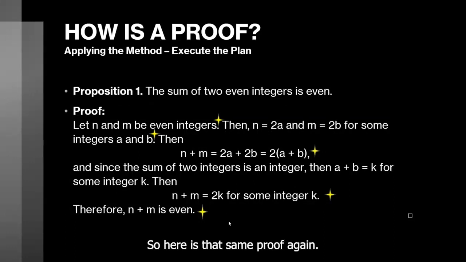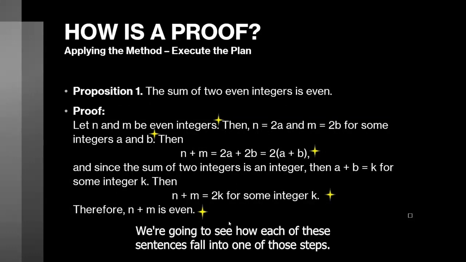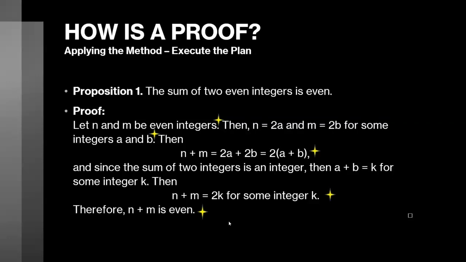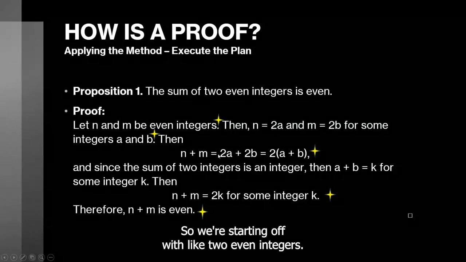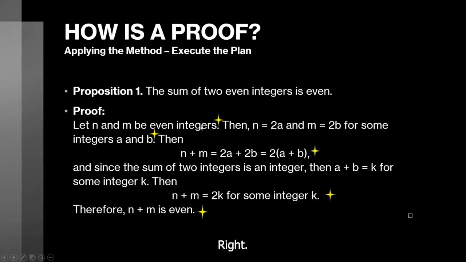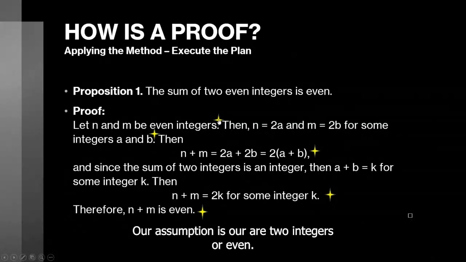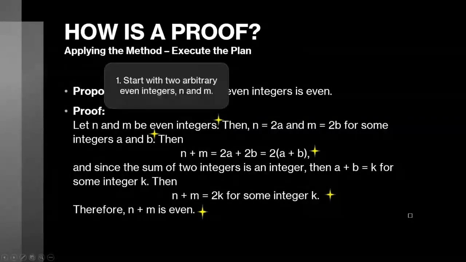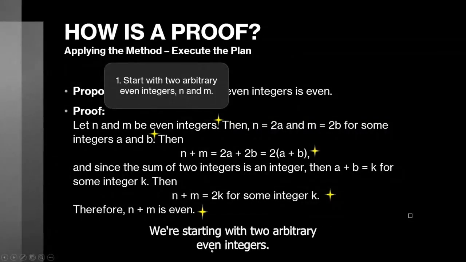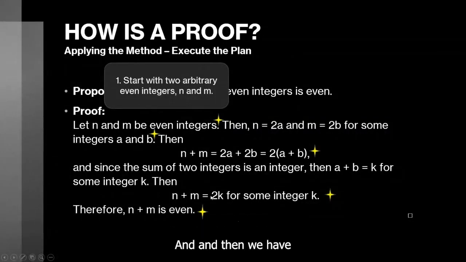So here is that same proof again. We're going to see how each of these sentences falls into one of those steps, right? So we're starting off with our two even integers. Our assumption is that our two integers are even. We're starting with two arbitrary even integers, n and m.